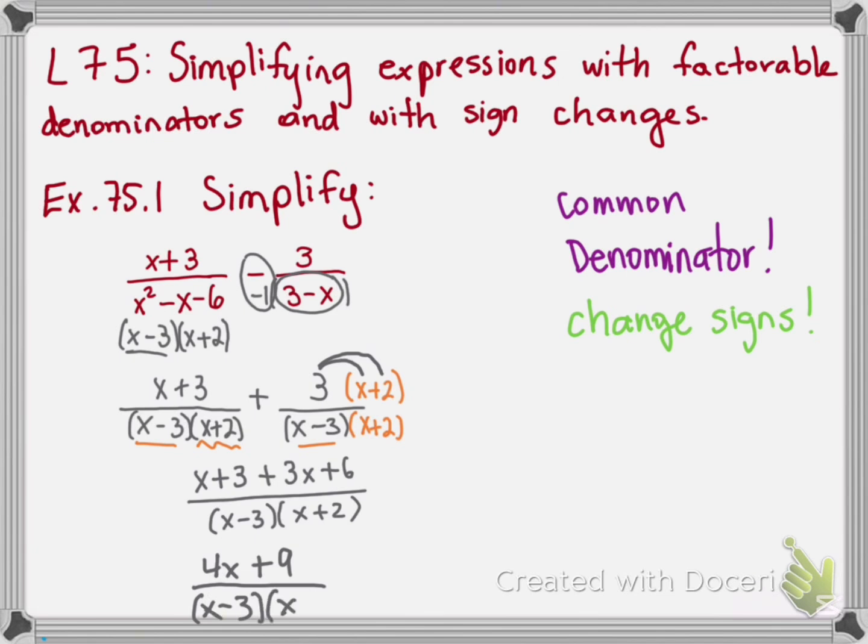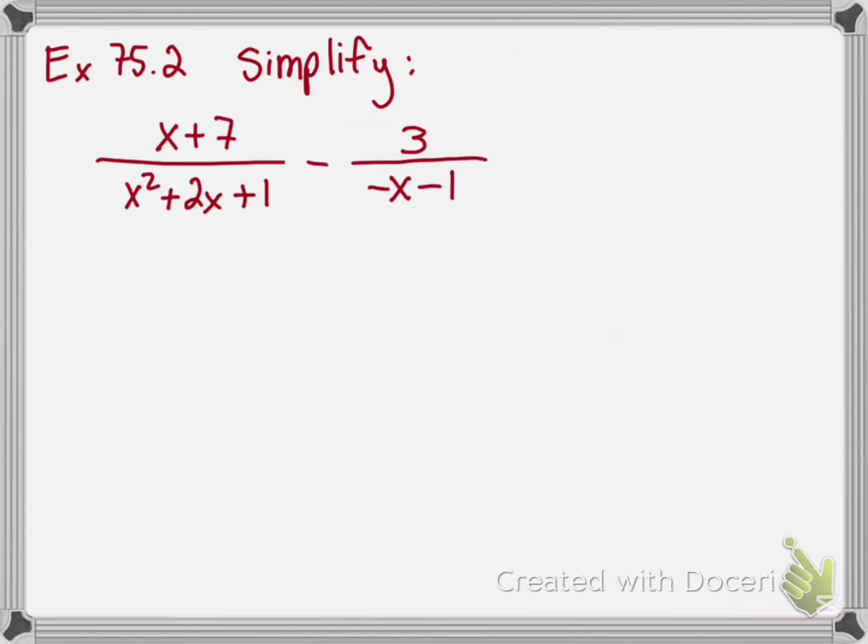So notice how we use both things that we've learned in the past. Factorize denominators so that we can do common denominator, and also change the signs so that the factor that is given with the opposite signs can become what we need. Let's look at this second example. We have to do the same, so we're going to start by factorizing here on the bottom.